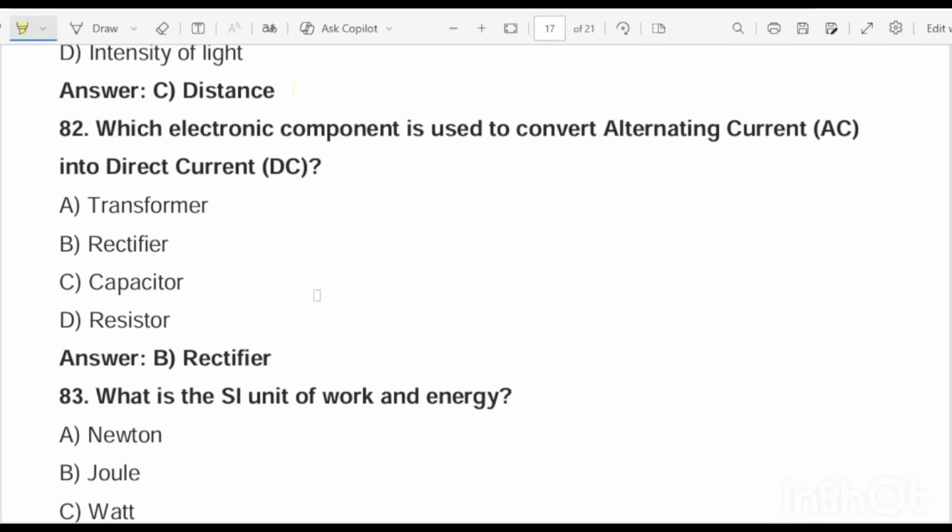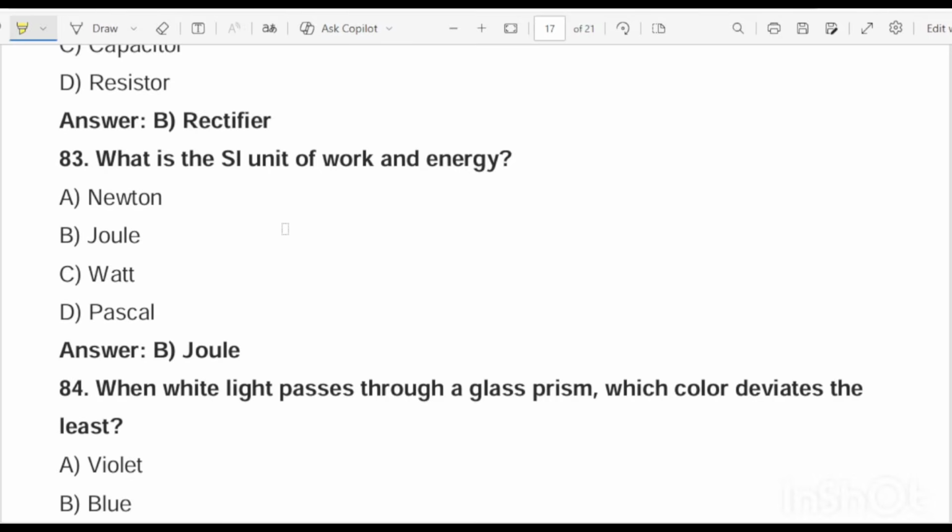Next question. Which electric component is used to convert alternating current into direct current? That means AC current into DC current. Correct option. Option B, rectifier. Rectifier is used to convert alternating current into direct current. So option B is the correct answer.